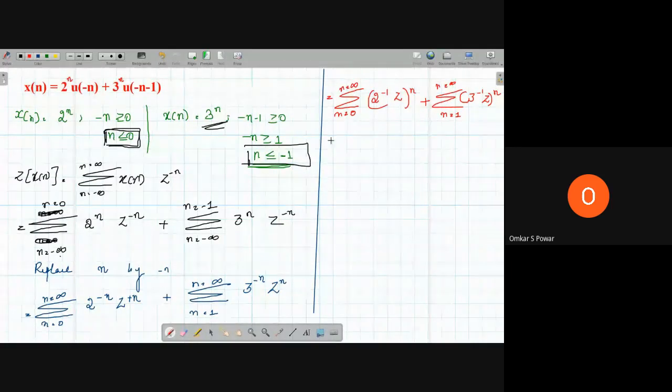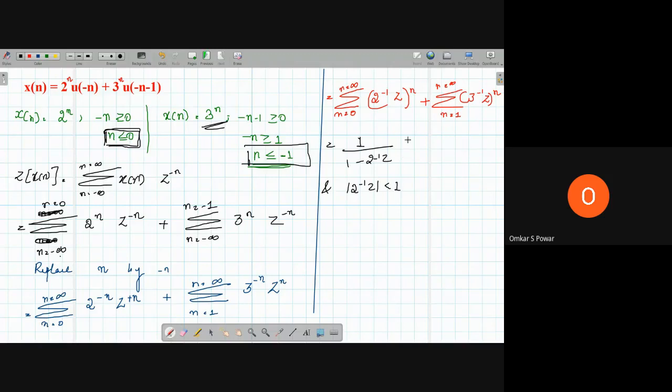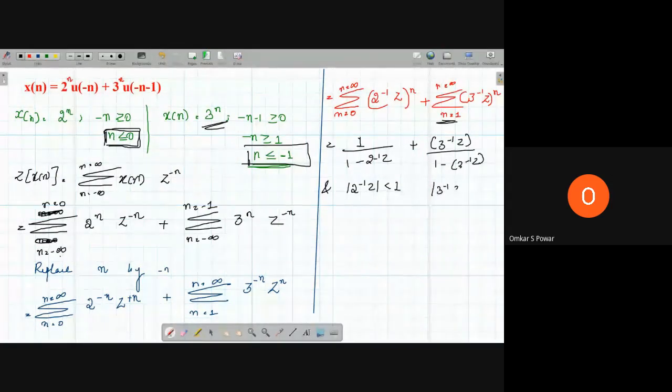So let us simplify this one. So what is this one? 1 by 1 minus a. What I told you, write the condition below, provided mod a is less than 1. Plus what is the second condition? Summation n varies from 1 to infinity a power of n is a by 1 minus a, because here n is equal to 1 to infinity, not 0 to infinity. So your 3 inverse into z divided by 1 minus 3 inverse into z. What is the condition? Mod 3 inverse z is less than 1.